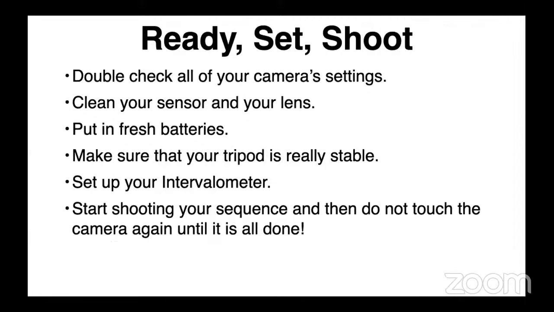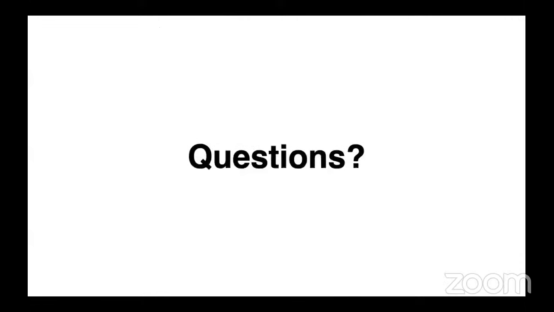Set up that interval, get it shooting, and then don't touch the camera again until it's shot all, say, 300 photos. That's the hard part. The hard part is not touching the camera while it's firing away image after image after image. When it's all done, bring those photos back, load them into the computer, and process them, compile it together. You'll make yourself a beautiful time-lapse clip.